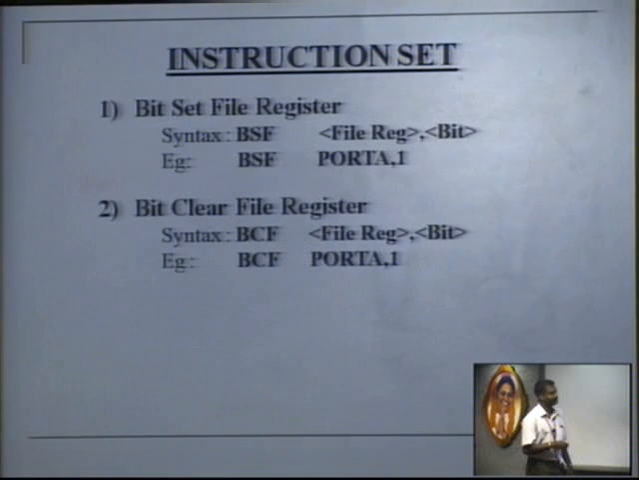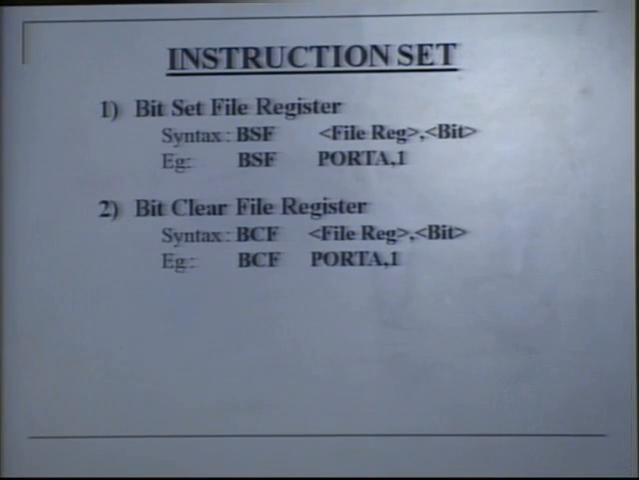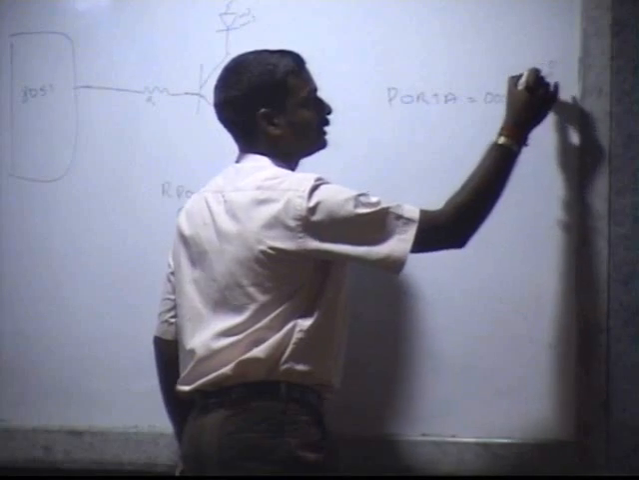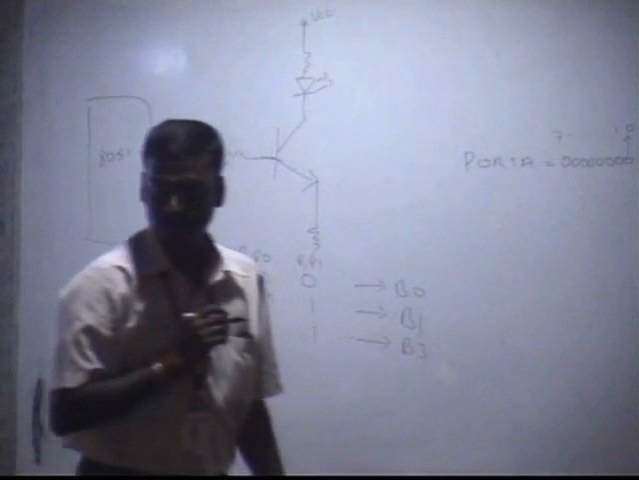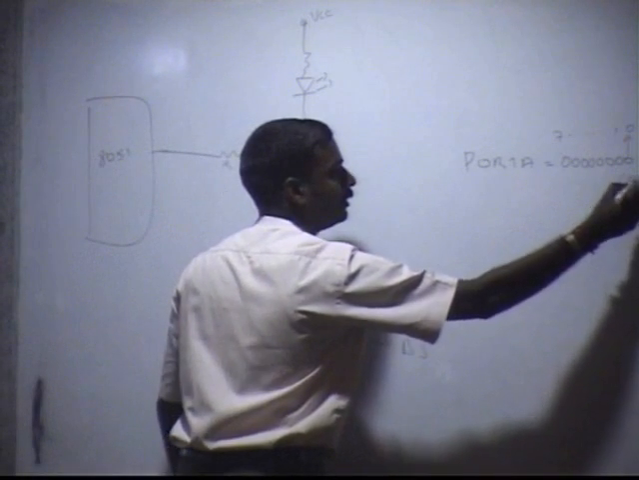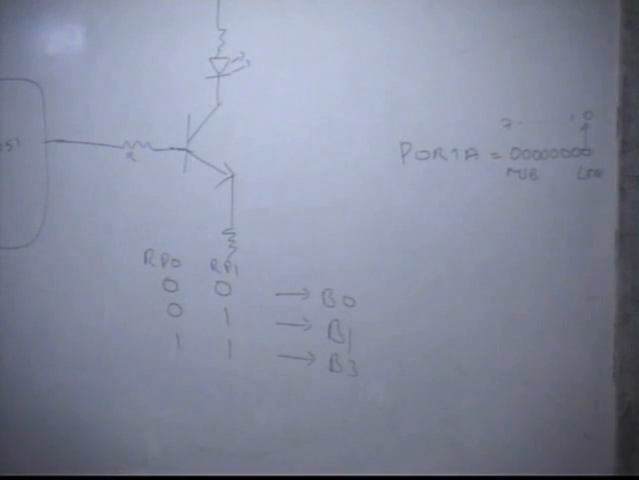Next, they are bit manipulation commands. For example, I am having one register like this, port, I am having some 8 bits, an 8 bit value. I need to set this bit. I need to make this bit as 1. So, which is this bit location? 0th bit, 1st bit, etc., up to 7. So this is the LSB. This is the MSB. Last one is LSB, first one is MSB.